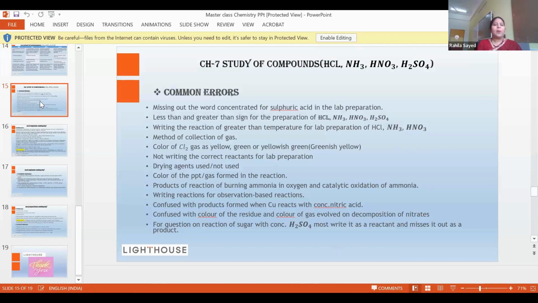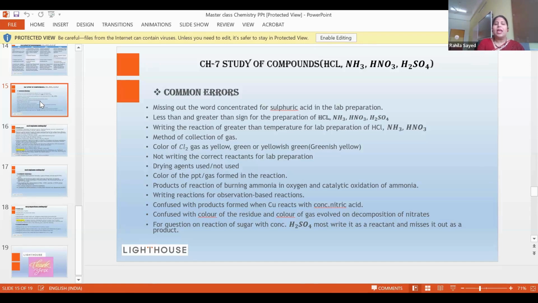Okay. Now, missing out the word concentrated for sulfuric acid in the lab preparation. Most of the time, it so happens that you don't use the word concentrated. Children, we know that concentrated sulfuric acid behaves in a different way and dilute behaves in a different way. So for this, we need to mention the word concentrated.